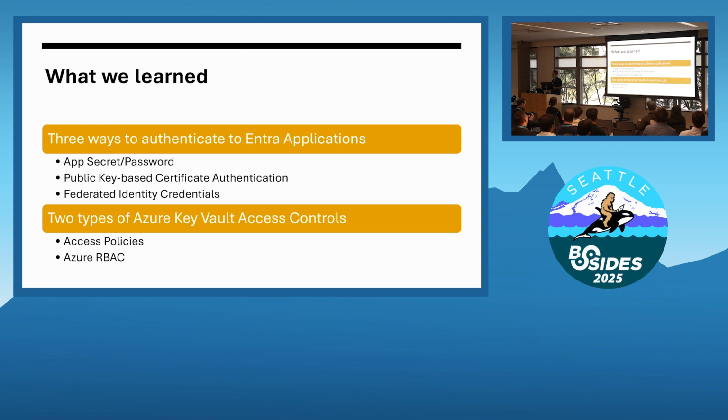So what did we learn today? Well, we learned that there are 3 different ways to authenticate to Entra applications: app secrets, public key-based certificate authentication, and federated identity credentials. Also, there are 2 types of access control for Azure Key Vault: the legacy access policies, and secondly, Azure RBAC, both on the Vault and on the resource group and subscription the Vault is in.